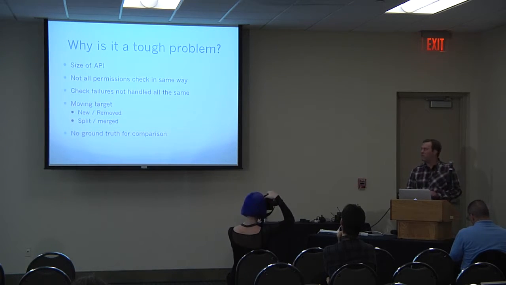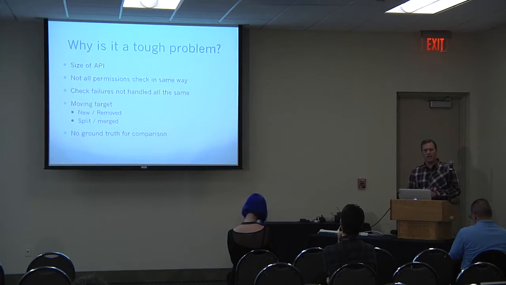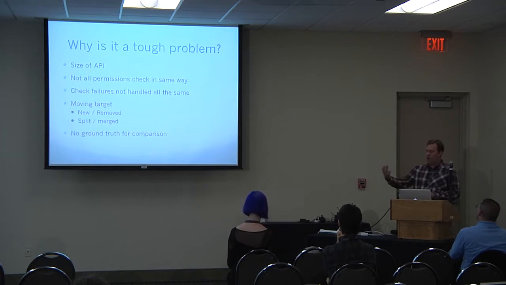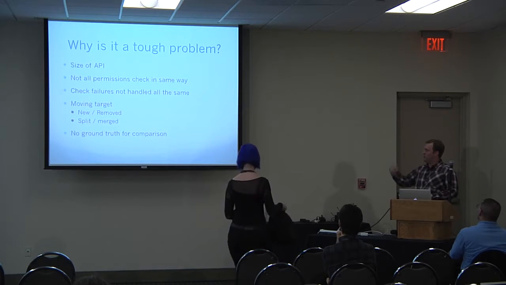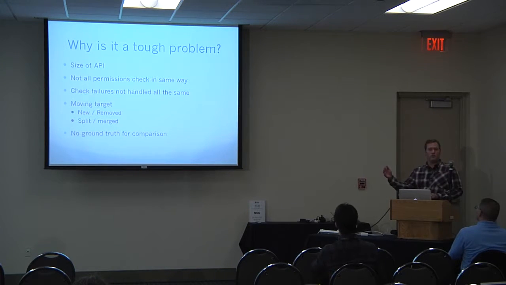Also, check failures are not all handled in the same way. If I were to do a dynamic method for generating this map, I would have to do some log analysis, and with inconsistent logs, that's going to be a problem for basing assumptions in a tool to actually harvest the permissions out of those logs. And then obviously it's a moving target. Pushing out new API revisions, you're going to have to regenerate a map. There's going to have to be a team or somebody that's always focused on generating this new map.